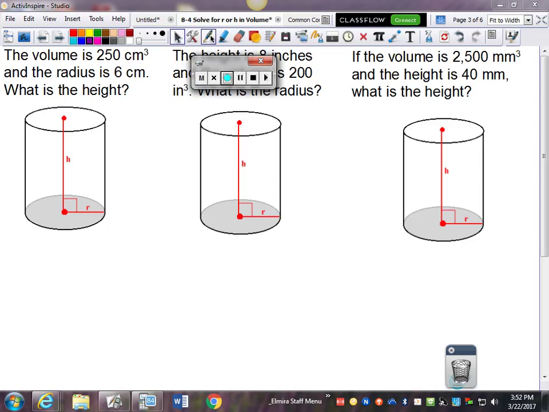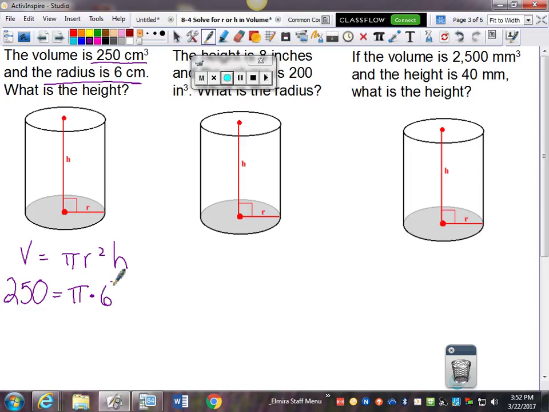Okay, so our first problem is a cylinder. So we start off by writing the formula for cylinder. Volume equals pi r squared h. Okay? Then it says the volume is 250 centimeters cubed. So we're going to put 250 in the place of V. Pi times, okay, and then it says the radius is 6. So we're going to put 6 in place of r, but we don't know h. So we're solving for h.